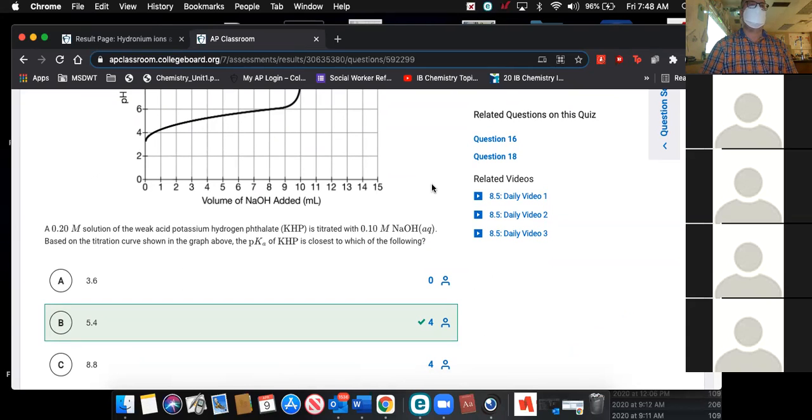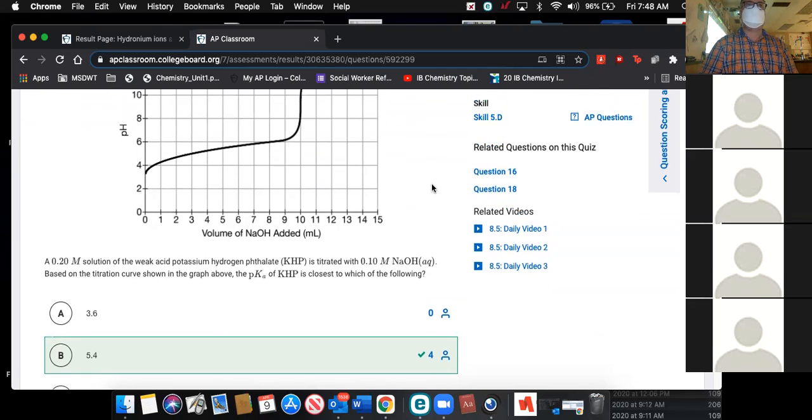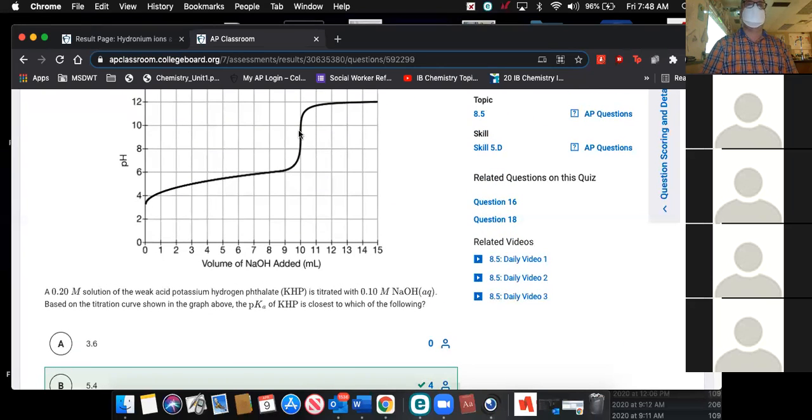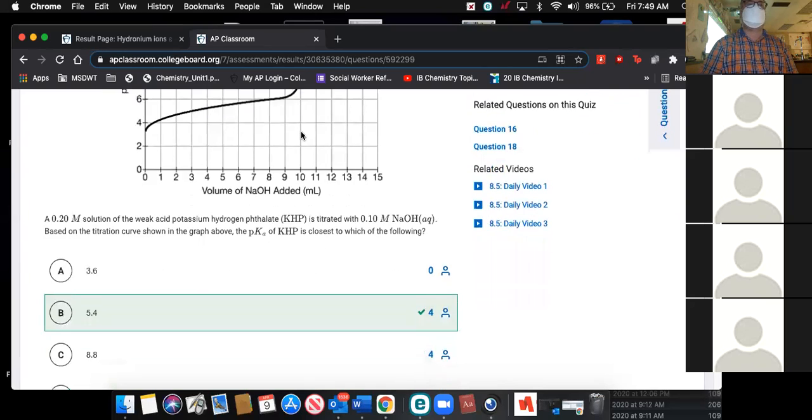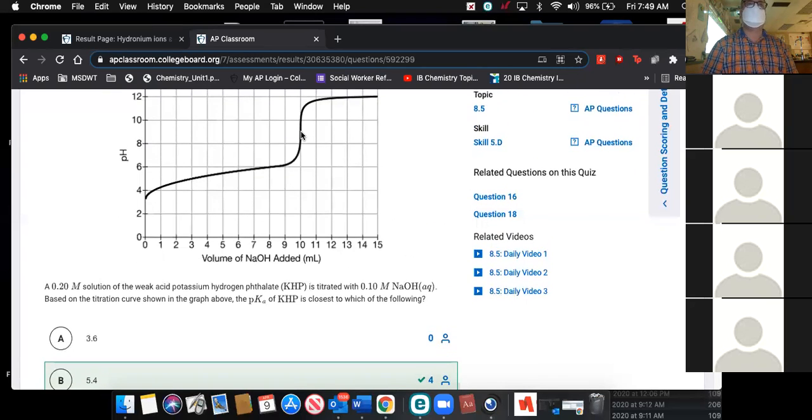0.20 molar solution of weak acid potassium, that's KHP, 0.10 based on the titration curve above. The pKa is closest to what? So what is this? We're at the 10 point. So what's half of 10? 5. So the pKa is, if we look at 5 milliliters, where is this on the graph here? The pKa is equal to the pH at the halfway point, right?